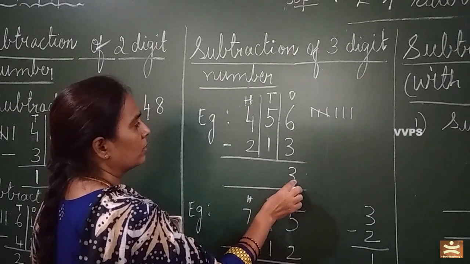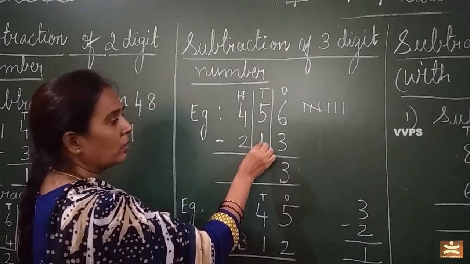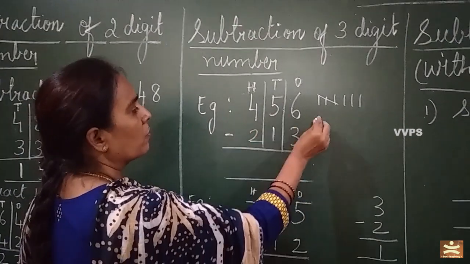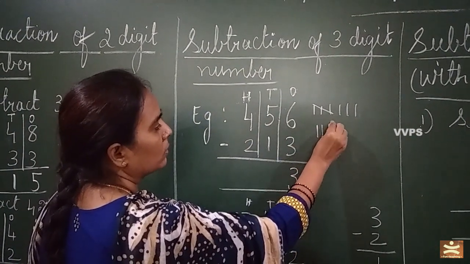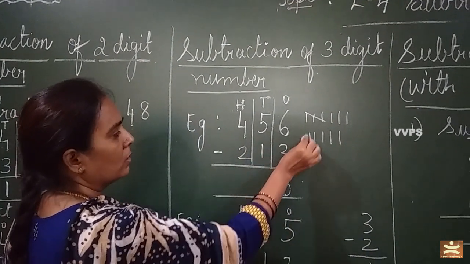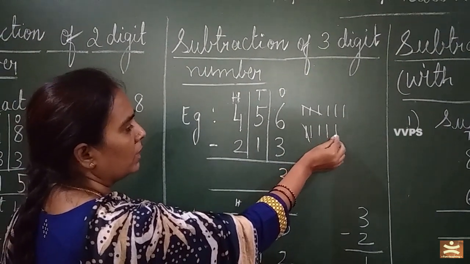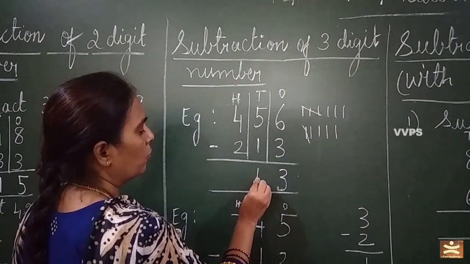Okay, write below, children. In tens place you have your 5 and 1. So you have to subtract 1 from 5. So draw your 5 lines, children. 1, 2, 3, 4, 5. So from 5 you have to subtract 1. So remove this 1. Then remaining 1, 2, 3, 4. So write your 4, your answer.